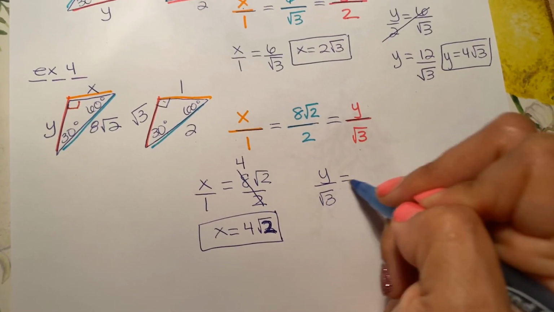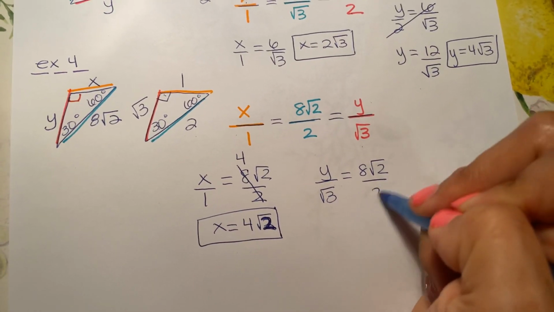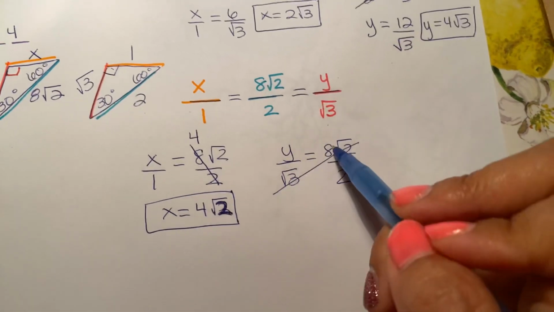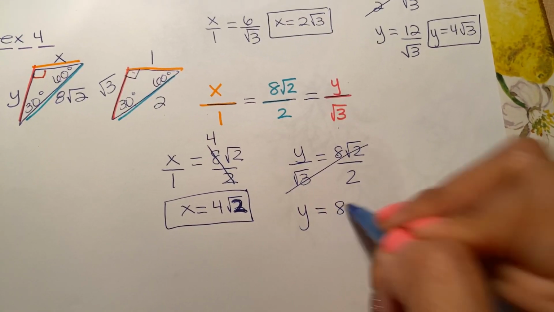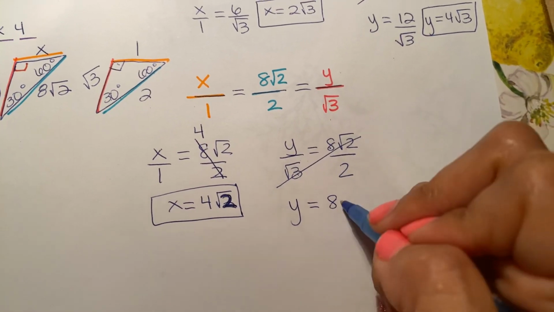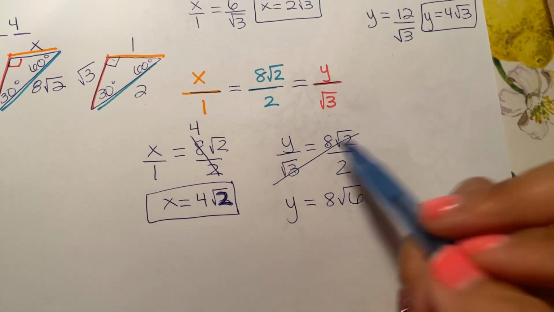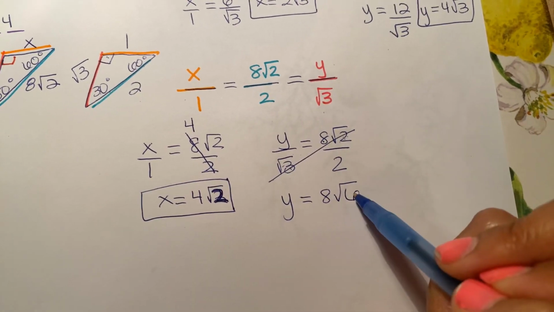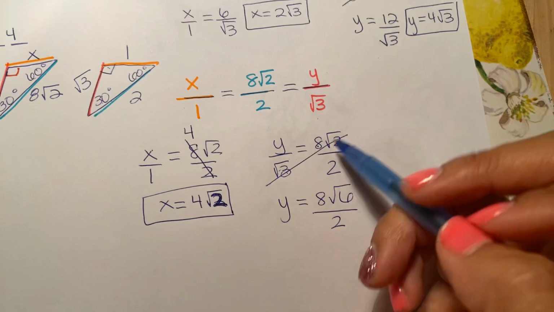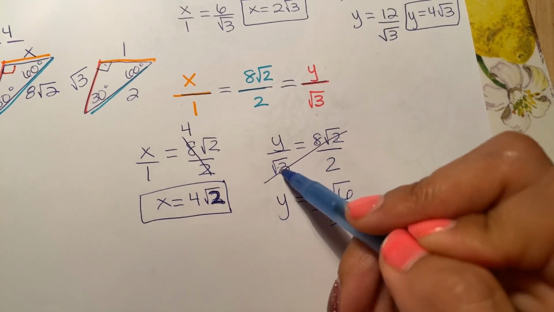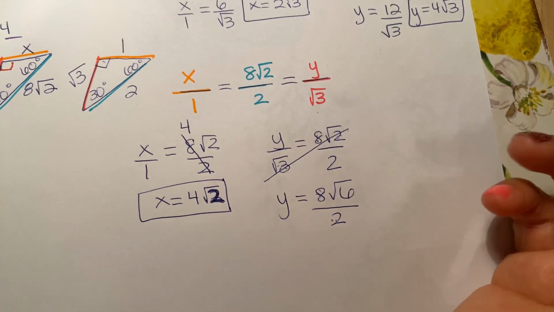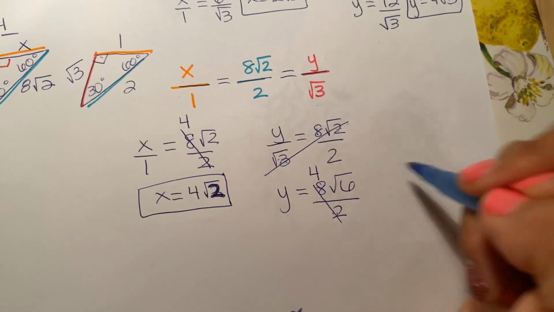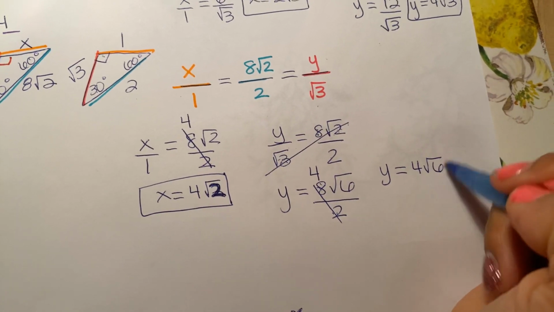Y over rad 3 is equal to 8 rad 2 over 2. Okay, so multiply. 8 is just 8. Rad 3 times rad 2 is rad 6 because they're both the same type of number. Radicand, radicand, right? They're both inside of a radical. So 3 times 2 is 6, under 2, right? So I still brought down the 8 and the 2. All I did was multiply the radicals. And now reduce. 2 goes into 8 4 times. So y is equal to 4 rad 6.